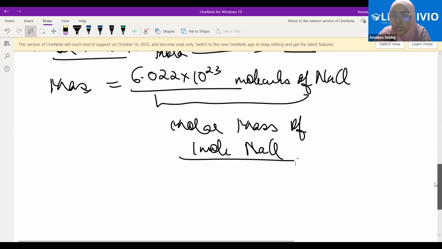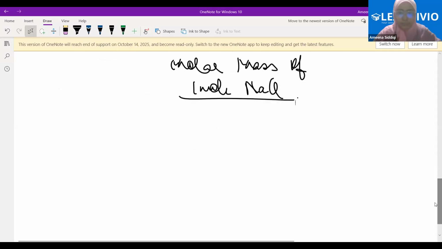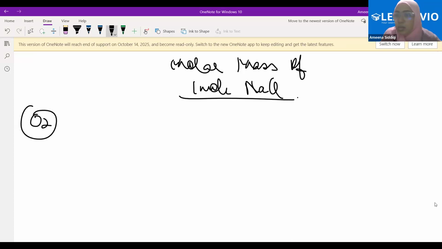And how do I get to know that? If I have the mass of one molecule, I can multiply that by the mole number, by Avogadro's number, right? Correct? Fine. Now see, I'll give you one more example here. Let's say I talk about the, what is this? Oxygen.